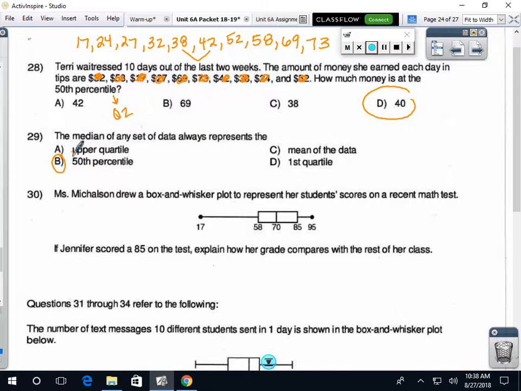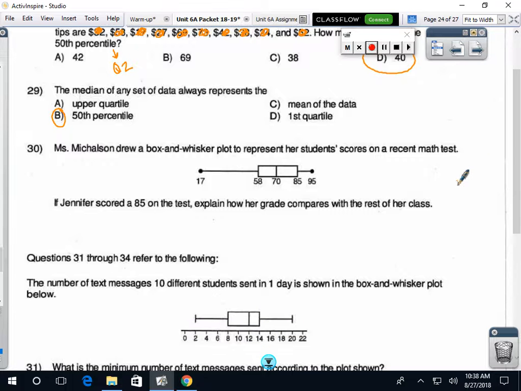That's different. Okay, Ms. Michelson drew a box and whisker plot to represent her student scores on a recent math test. If Jennifer scored an 85 on the test, explain how her grade compares with the rest of her class. Okay, that would place her at what percentile? Right, which is the 75th percentile. And then what does that mean about other kids? How many kids scored better than her? 25% scored higher.